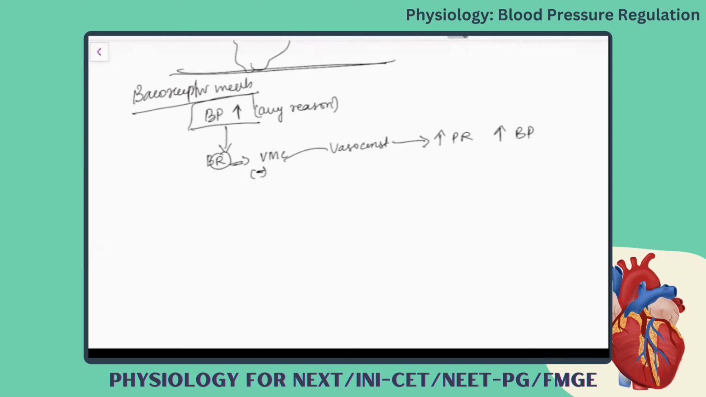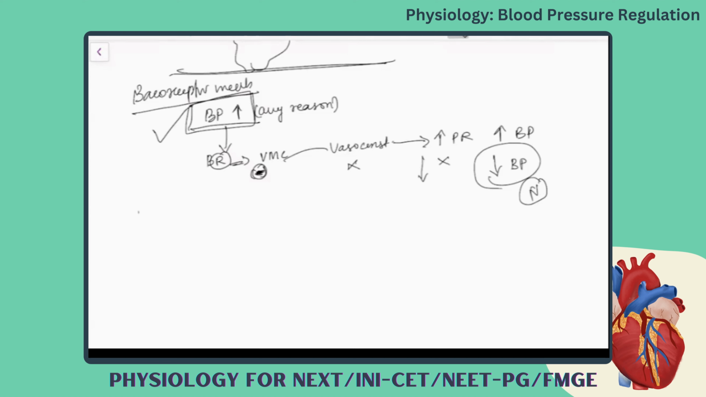But in our case, there is already an increase in the blood pressure. So we have to give the signal which inhibits the vasomotor center. So vasoconstriction is inhibited, and there will be a decrease in the peripheral resistance, and that will cause a decrease in the blood pressure. So this is how the blood pressure which was increased is brought back to the normal, decreased blood pressure. Okay, so this is one of the regulatory mechanisms which is mediated by the baroreceptor.